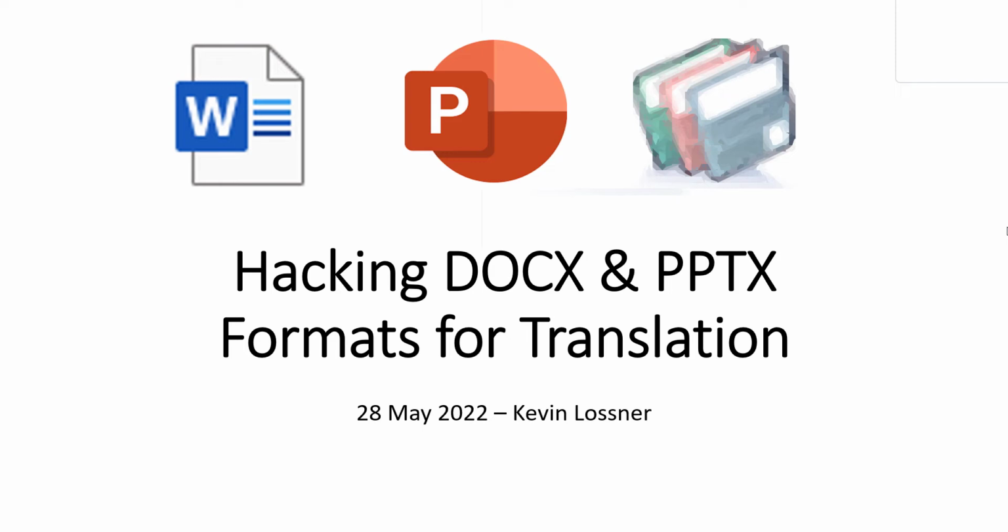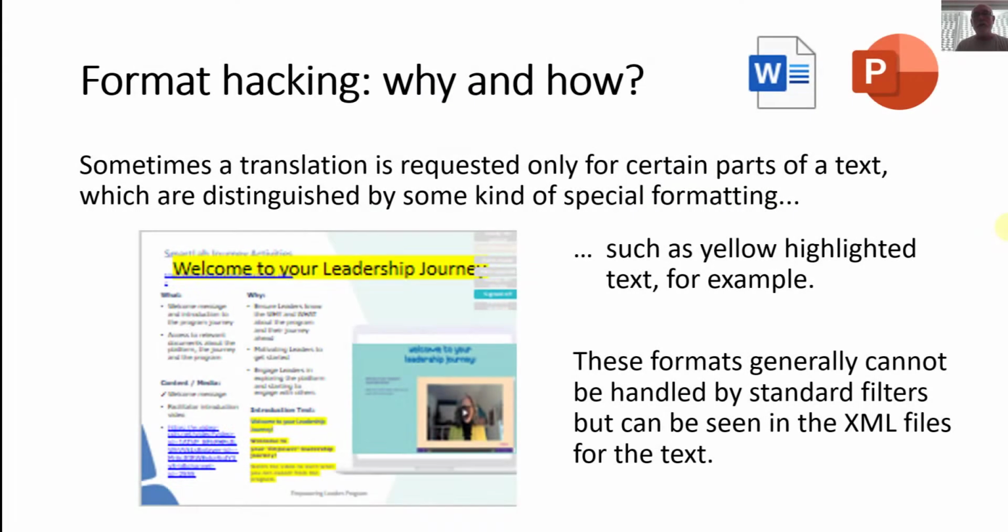We're going to have a look at a special technique for translating formatted text in Microsoft Word or PowerPoint files. Sometimes when we receive these files, the request is to translate only certain parts of the text, which are usually distinguished by some kind of special formatting, such as the yellow highlighting you see in the example here, or red text, or italics, or whatever.